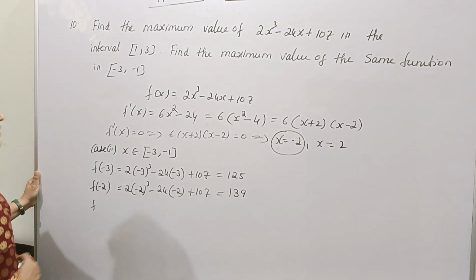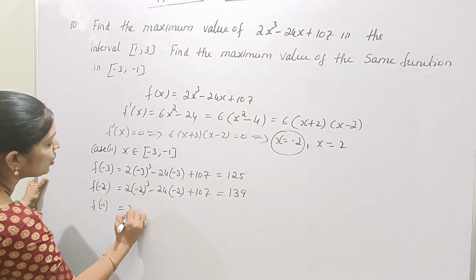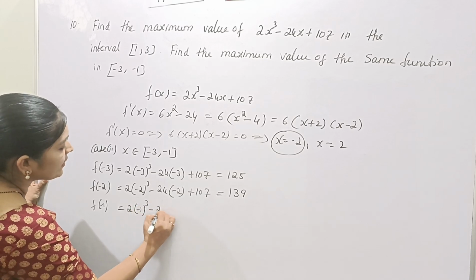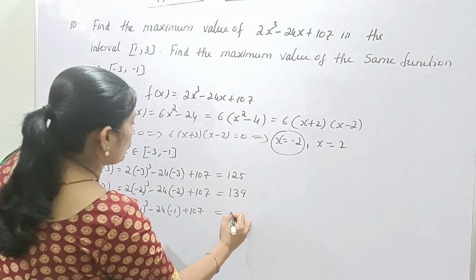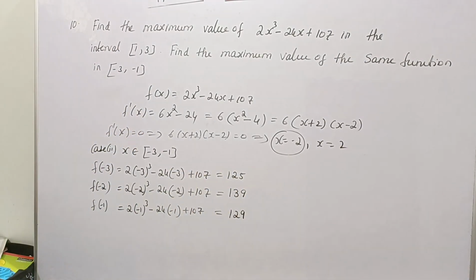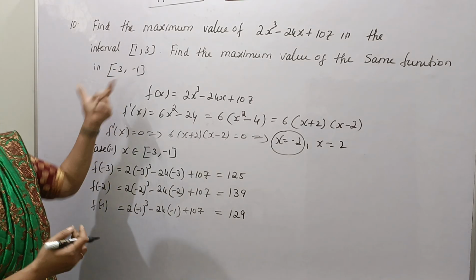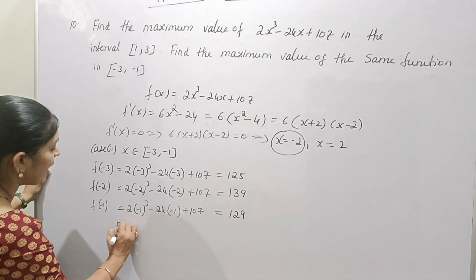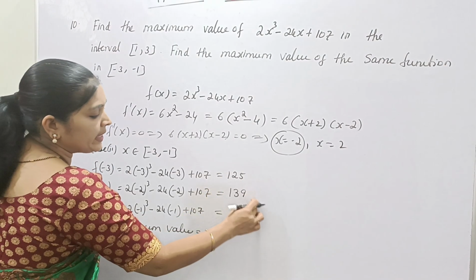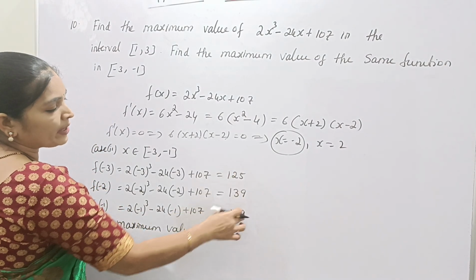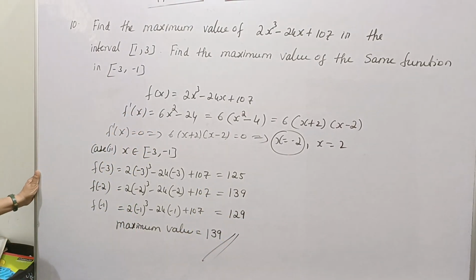Then let's find f of the maximum value of x, which is minus 1. f of minus 1 is equal to 2 into minus 1 cube minus 24 into minus 1 plus 107, that is equal to 129. Our question is to find the maximum value of the same function in this interval. So the maximum value is the maximum of these values. Among these values, 139 is the maximum, right? So 139 is the maximum value of this function.